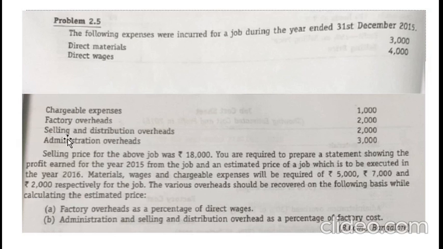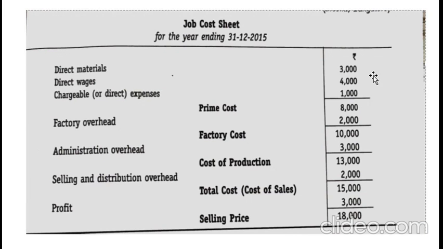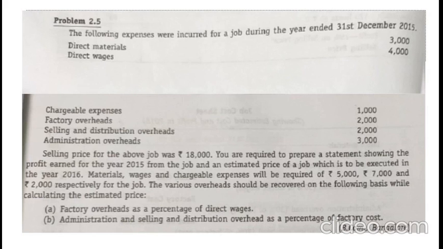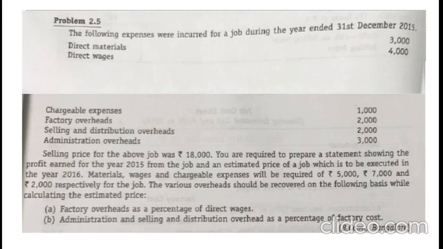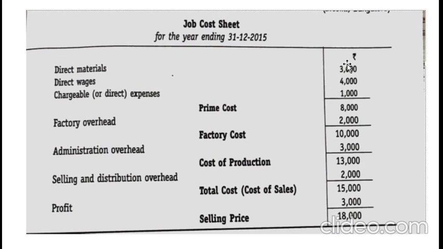Then the other expenses will be considered. So now how much is your direct materials? 3,000. So we will be taking direct materials 3,000. Next we have direct wages, which is 4,000. So we will be taking direct wages 4,000. Next, chargeable expenses or direct expenses is how much? 1,000. So we will be taking 1,000. The total of 3,000 plus 4,000 plus 1,000 will give you 8,000. So your total prime cost is 8,000.